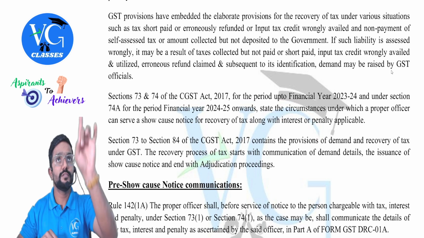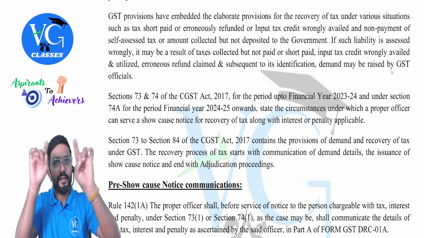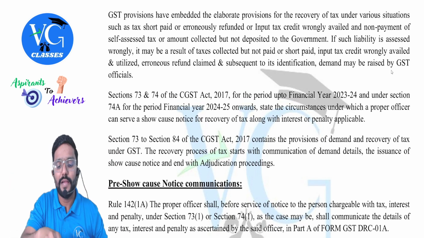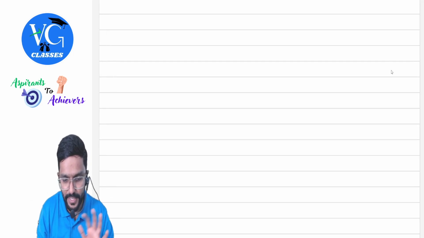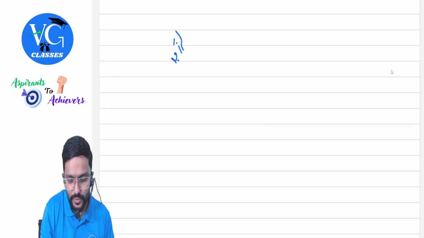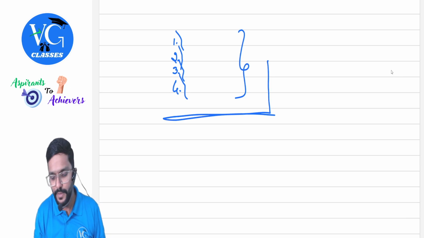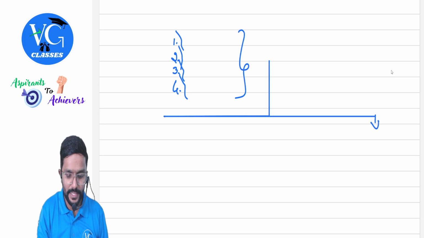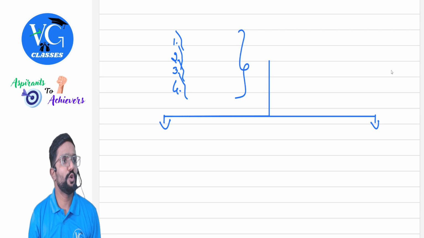So what do you do now? For those 4 points, whatever you have written, just put a flower bracket and draw 2 arrow marks from it. I will just show you here. Now you have written 4 points: 1, 2, 3, 4. Put a flower bracket, and from there, draw 2 arrows.